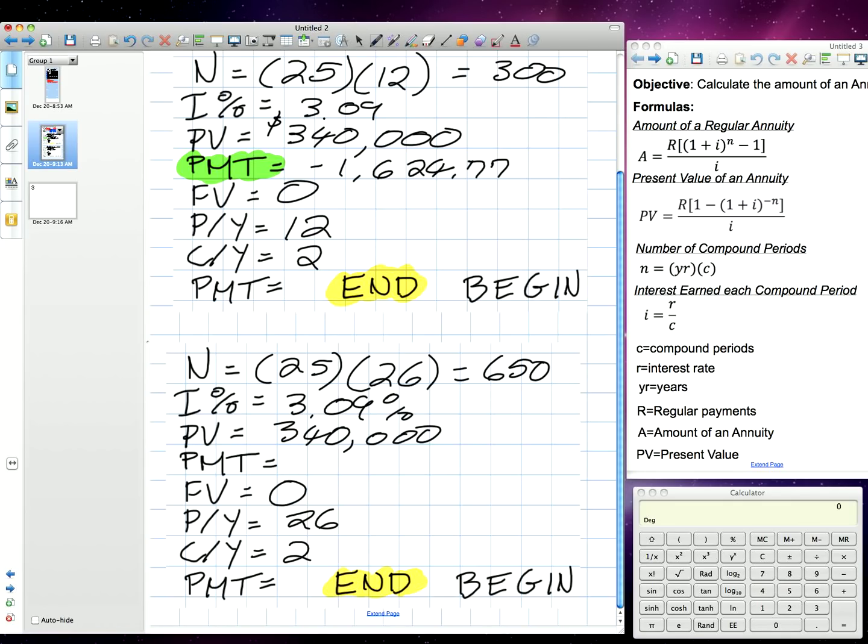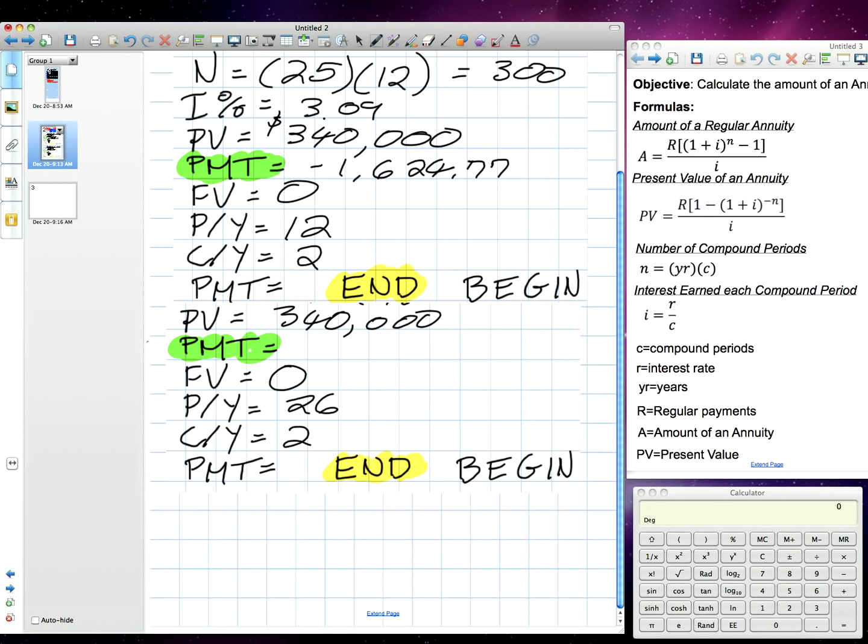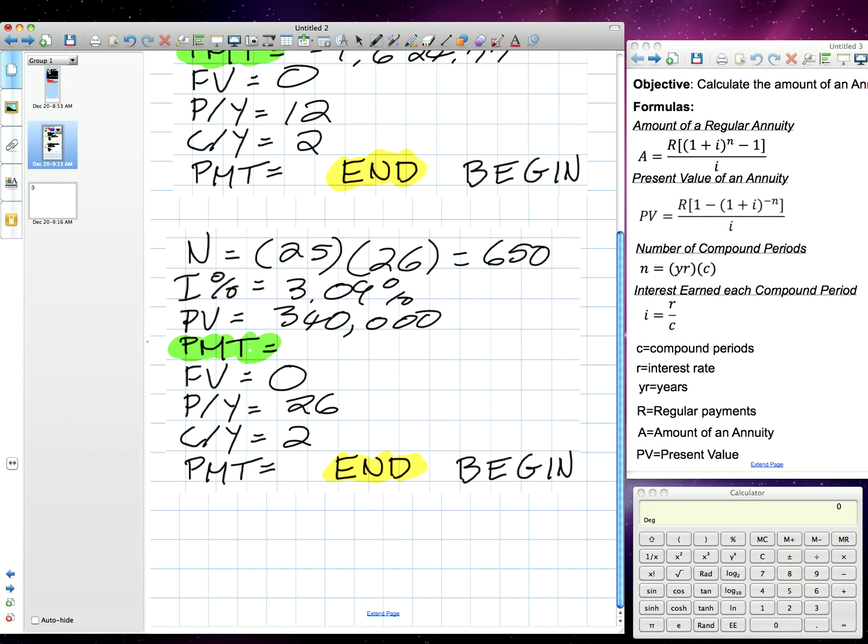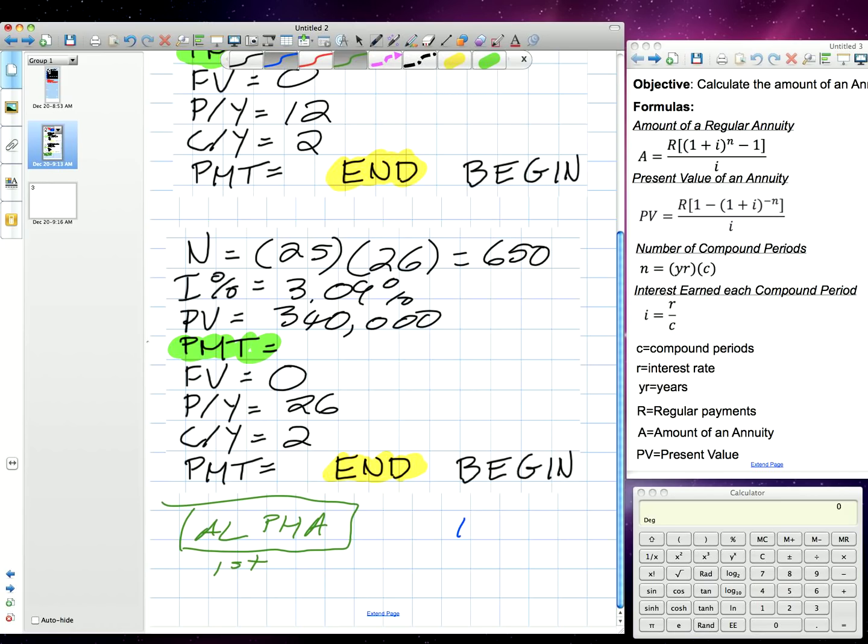So, bring your cursor up to PMT. And on your calculator, you're going to hit, it's a green button. It'll say alpha, A-L-P-H-A. You're going to hit that button first. And then usually a blue button that says enter. In order to find your PMT.